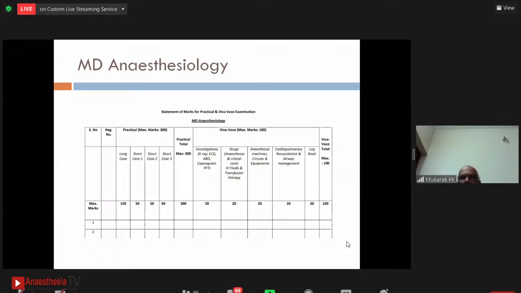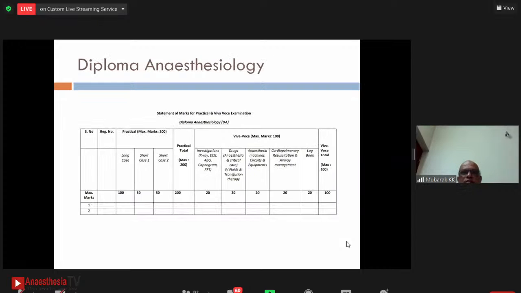And a 5th item has been added recently for logbooks of 20 marks, constituting 100 marks in Viva. So there is no separate minimum for Viva or practicals. An aggregate of 50% is the pass mark.